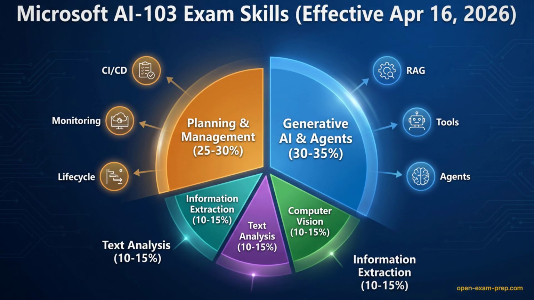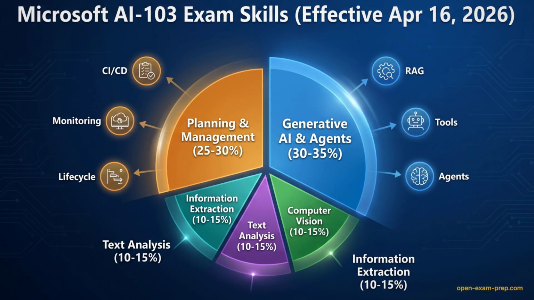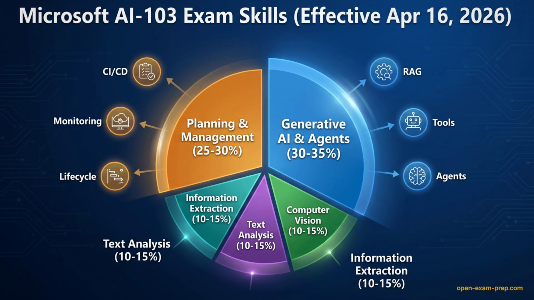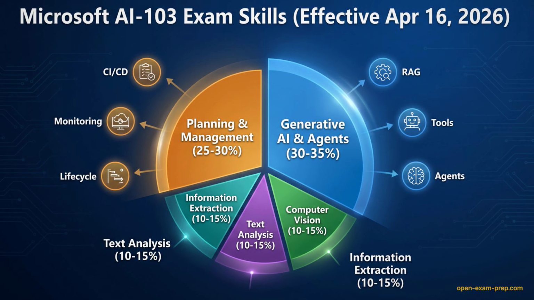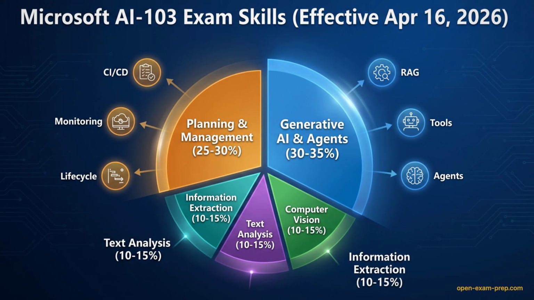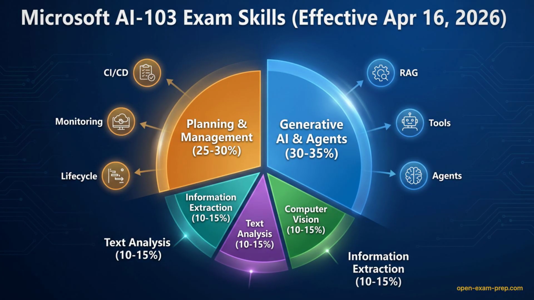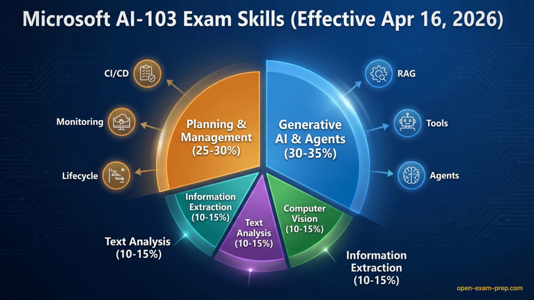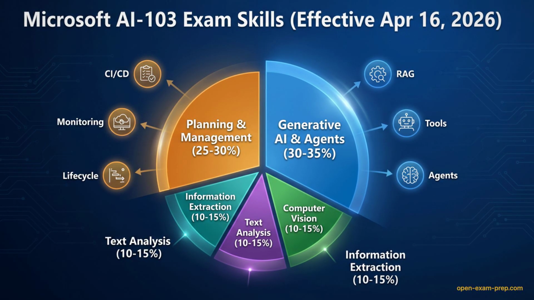To focus your studies, let's look at the official skill weights as of April 2026. The two largest domains are implement generative AI and agentic solutions at 30 to 35%, and plan and manage an Azure AI solution at 25 to 30%. Together, they make up the majority of the exam.